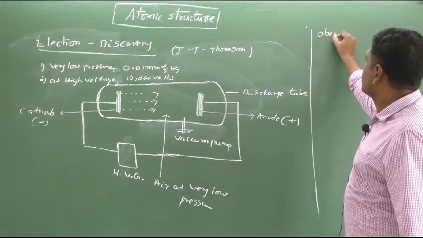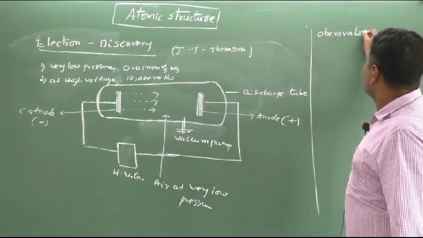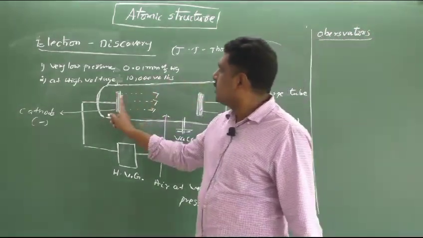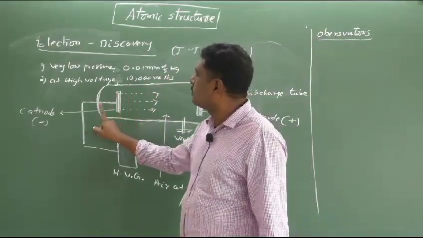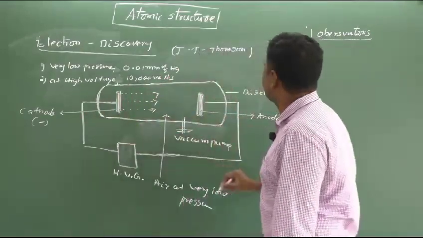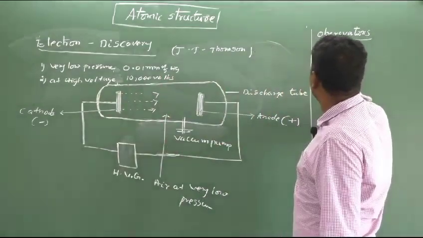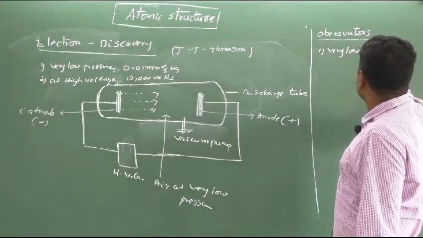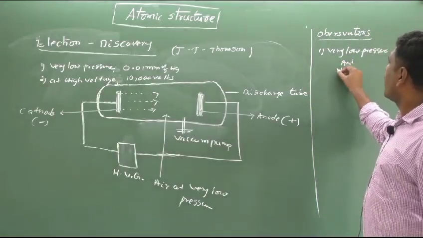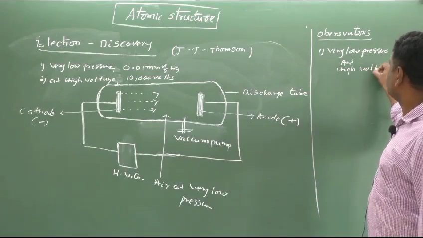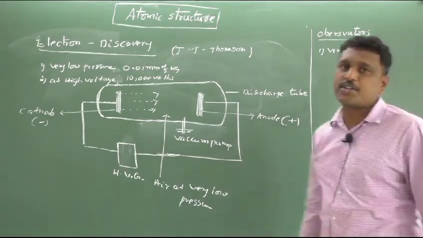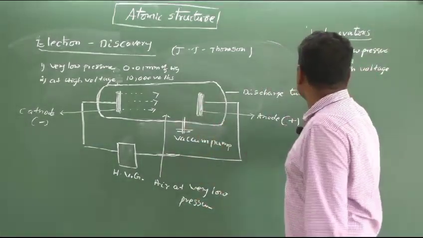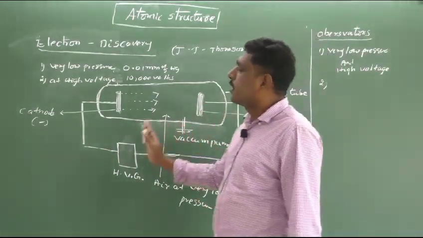So what are the observations? The first observation is that these rays pass from cathode to anode at very low pressure and high voltage. That is the first condition.